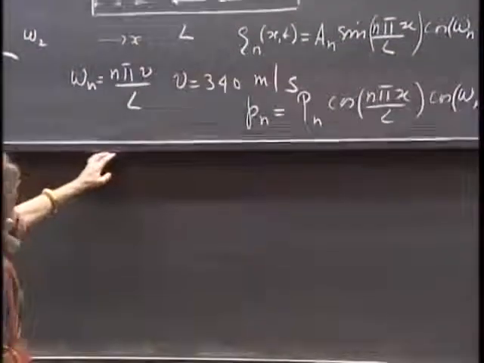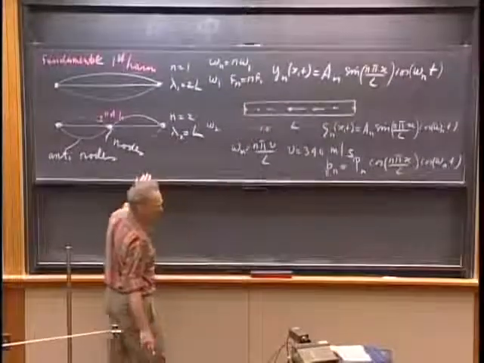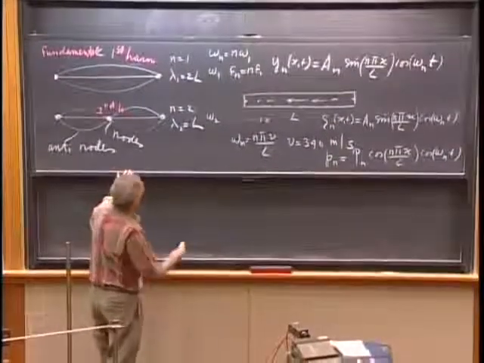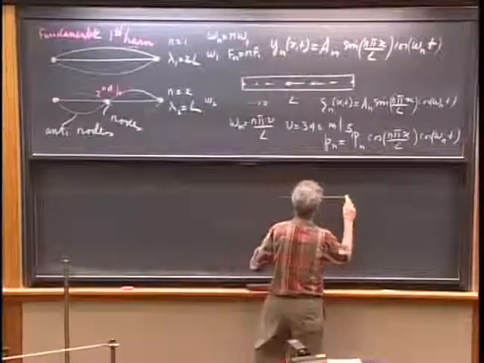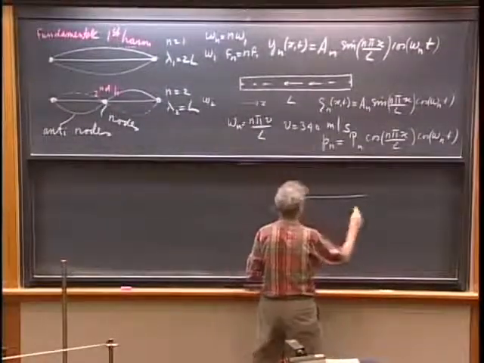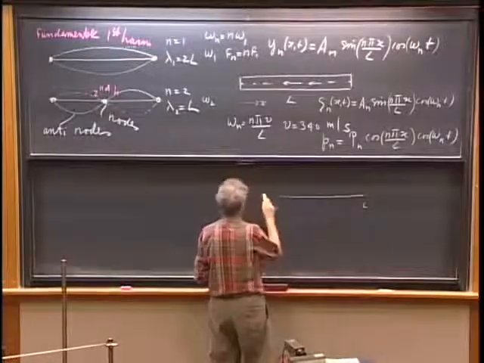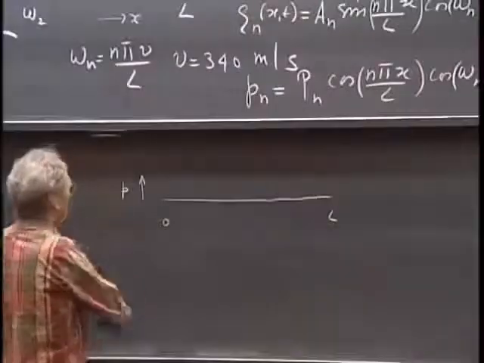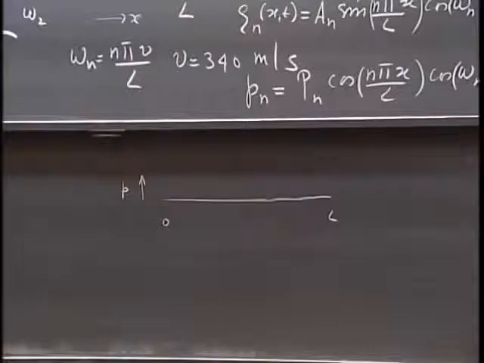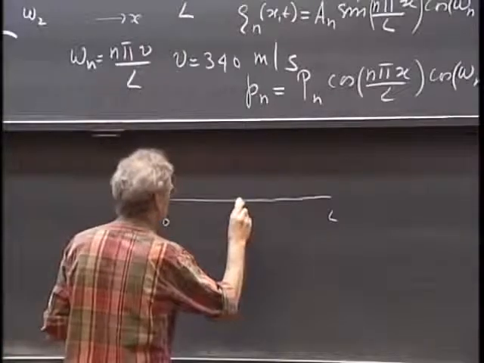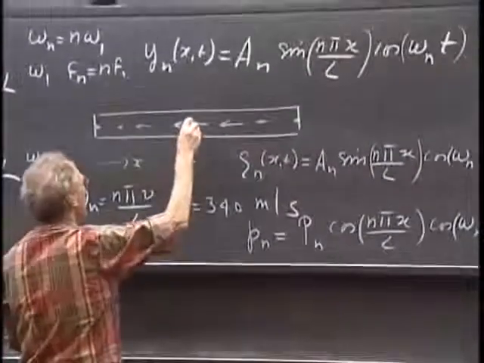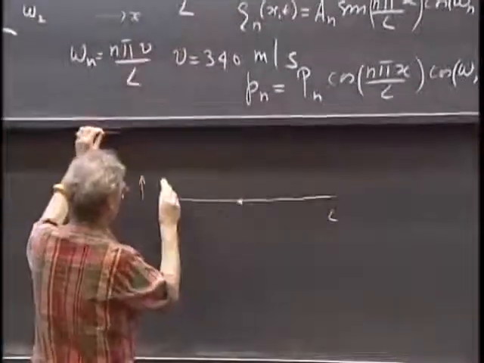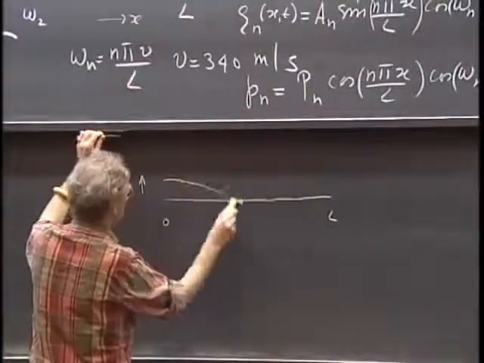If I made a plot of the pressure, I will do it here so that it doesn't become too cluttered. So here is now 0, and here is L. If I put here the pressure, then in the first harmonic, the fundamental, there is a pressure node in the middle, where there was an antinode for psi, and then the pressure will change in this way.